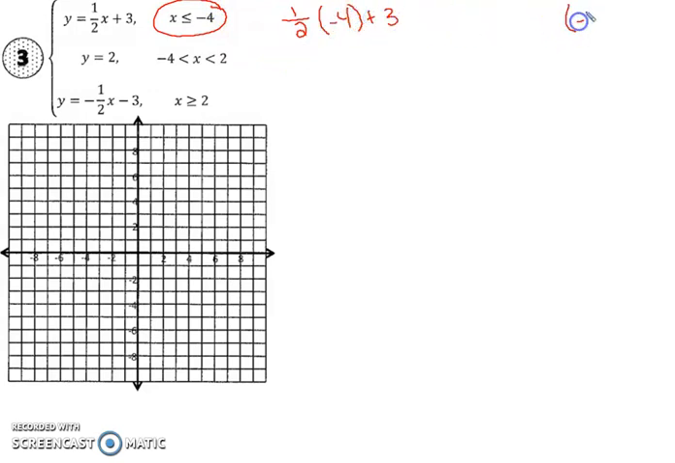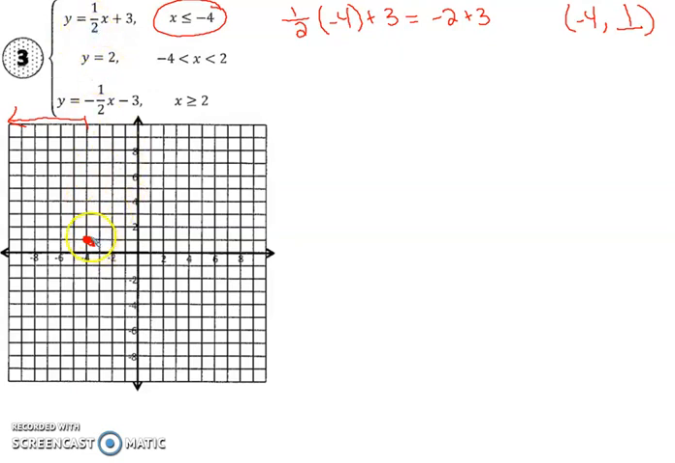And I know that's going to give me negative 4 comma something. Well, that's negative 2 plus 3, which is 1. Is this an open circle or a closed circle at negative 4, 1? Closed. And I'm trying to go smaller than negative 4, so that's everything from here over to the left, less than negative 4.